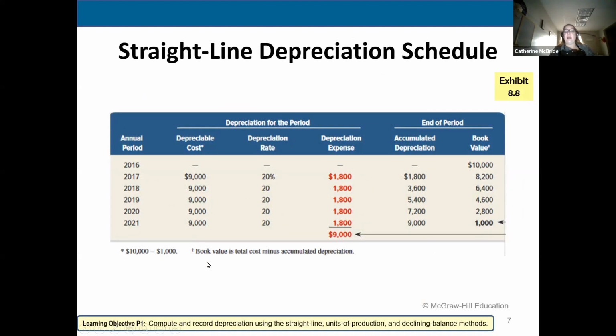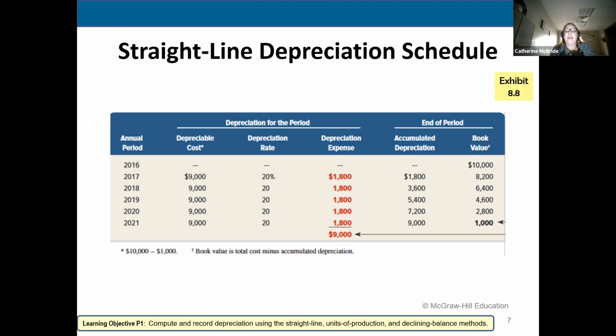So let's look at what we have here. We're starting with our book value. We have our book value and our depreciable cost. So here's what stays the same with straight line. Our depreciable cost is always the same. So once you calculate that, you can carry it all the way down. Our depreciation rate is always the same.